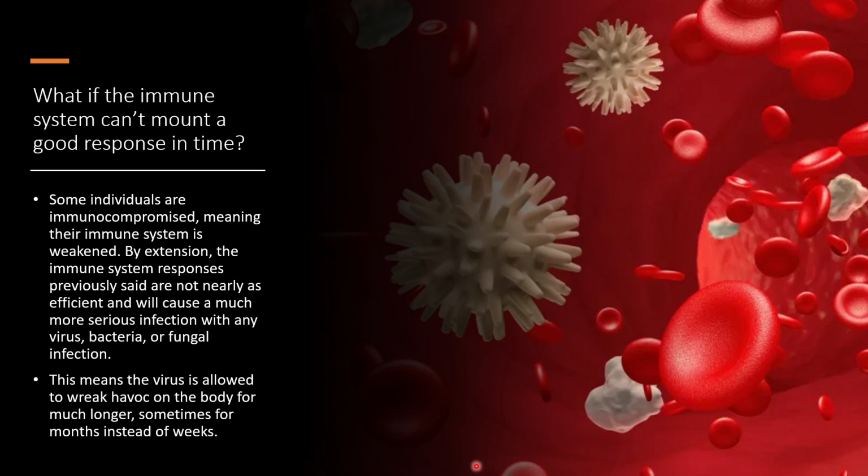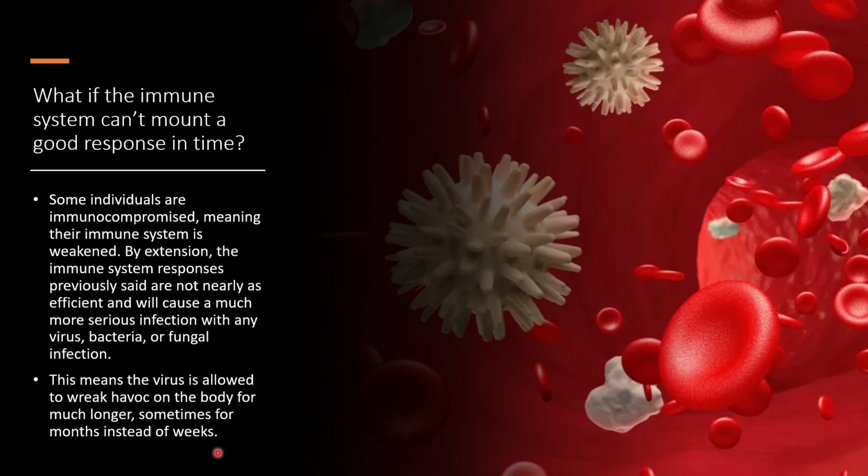And if we talk about immunocompromised individuals, their immune systems weaken. By extension, those immune system responses are not as good. They're just not as efficient, and they may cause a much more serious infection with COVID. But that's not just with COVID. That's with any virus, bacteria, or fungal infection. The reason that happens is that the virus isn't cleared fast enough, and so the virus just keeps replicating and replicating and replicating and killing more cells and producing more of itself, and it's allowed to wreak havoc in the body for much longer.